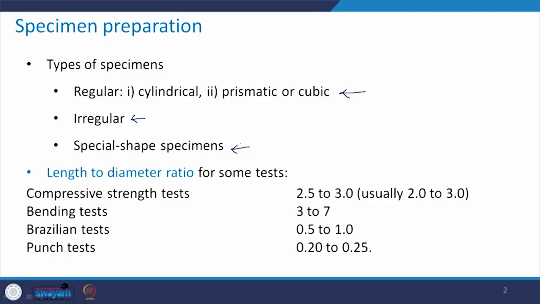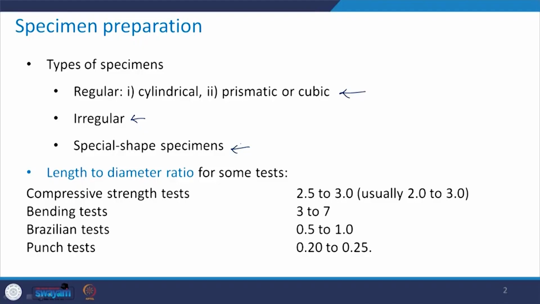Now, if the specimen is regular and cylindrical, then depending upon the type of test that you want to conduct, you have to fix the length to diameter ratio. For example, let us say this is the cylindrical specimen. When I say length to diameter ratio, this dimension is the length and, because it is circular in cross section, this is its diameter. The ratio of this dimension to this dimension is what we have mentioned in this slide.